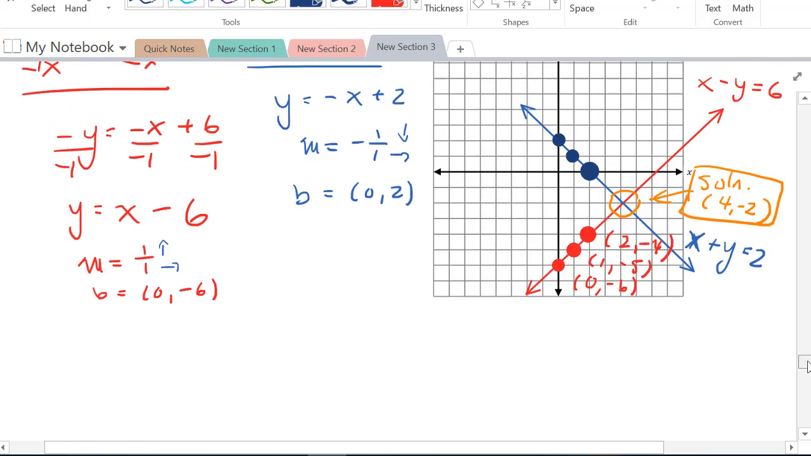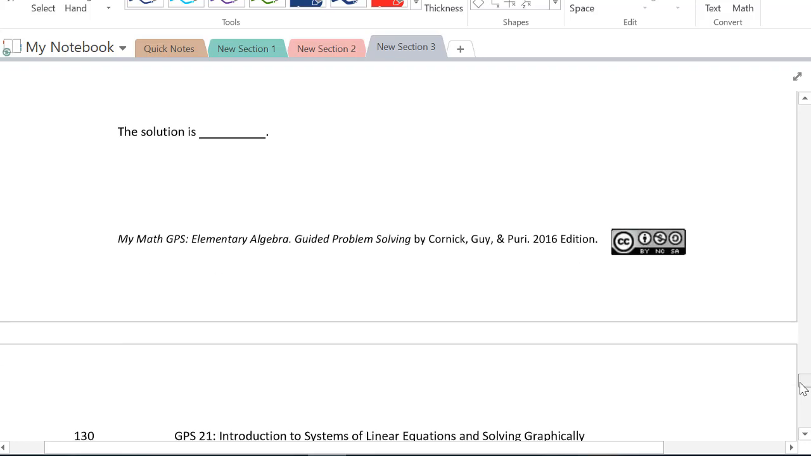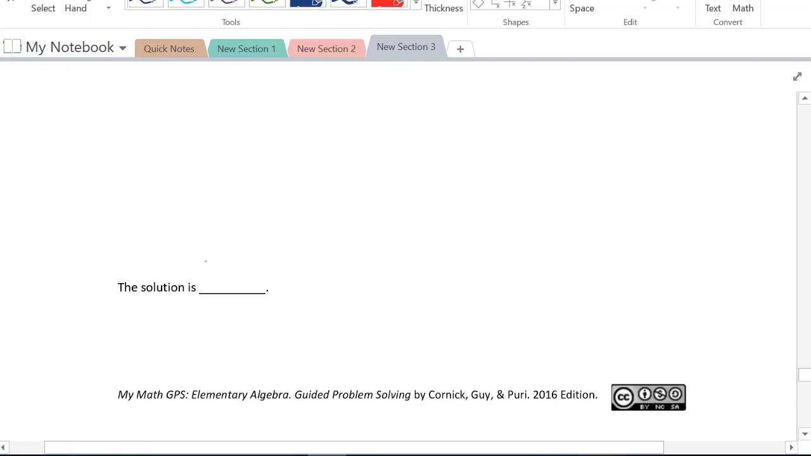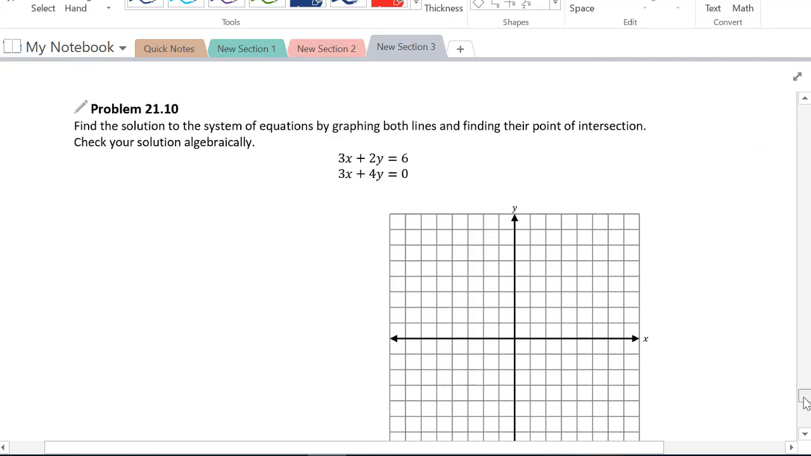And again, you can check it if you want. If you want to do a check, you're going to plug in 4, negative 2 into both equations. So I'll leave that up to you. Solution: 4, negative 2. Okay, all right, let's do the last one.